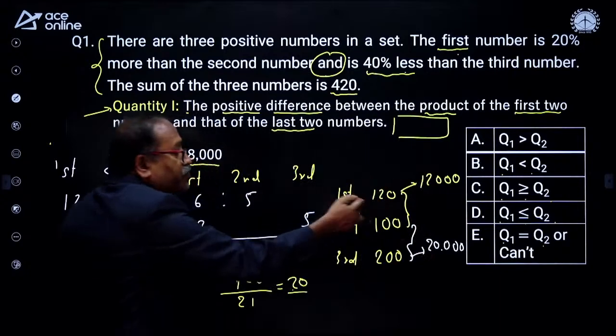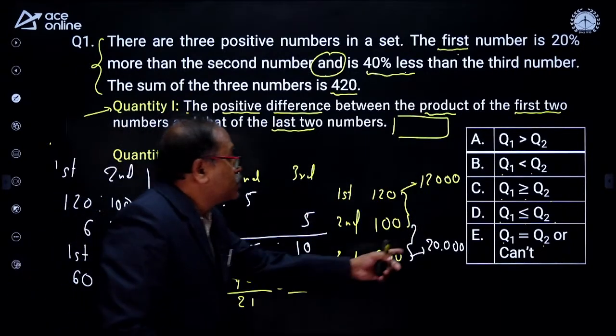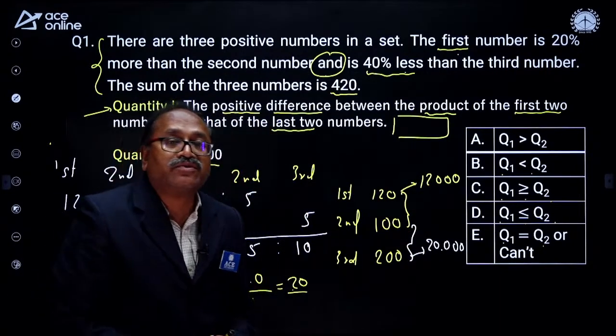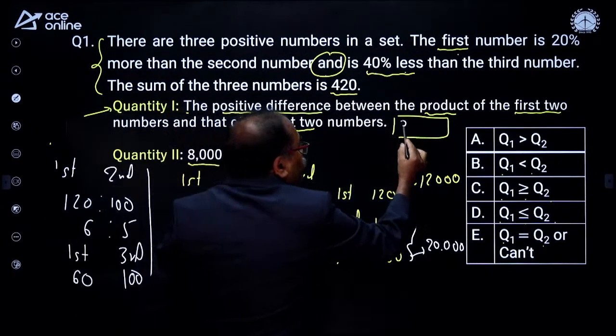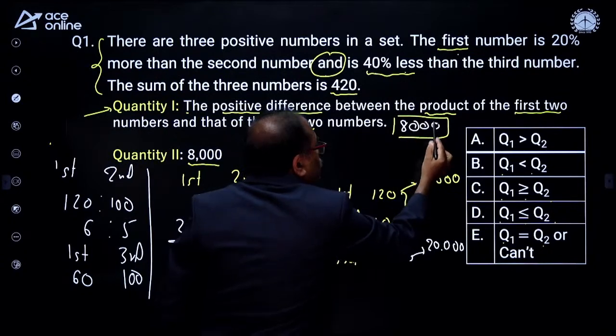What is the positive difference between these two? That is 20,000 and 12,000. The positive difference is 8,000. So here, what is the first value? The first value is 8,000.